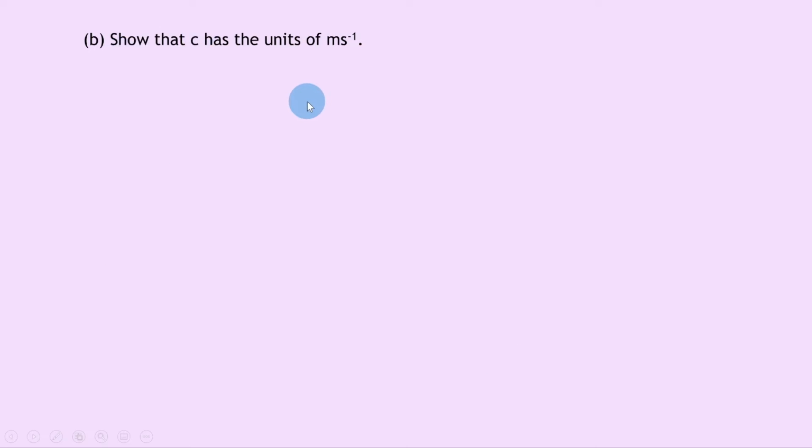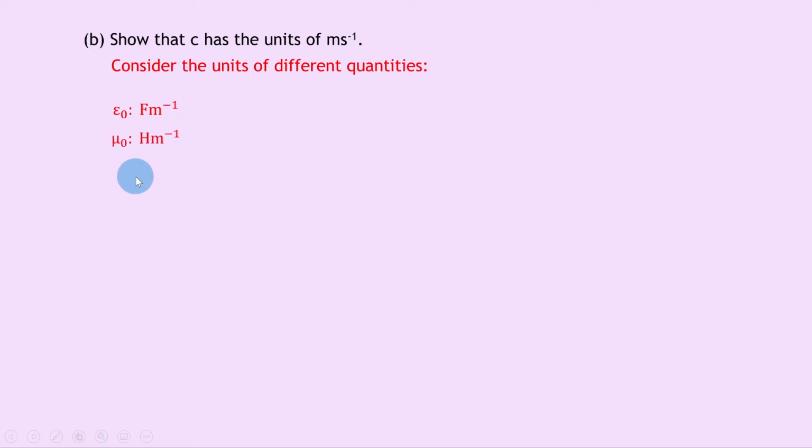So we want to simply show that the speed of light c has the familiar units of meters per second. So in order to do these questions where we try to prove the units of a variable, we need to consider the units of the different quantities that make up that value c. So epsilon naught is in the equation for c, and so is mu naught. So epsilon naught we said has units of farads per meter, whereas mu naught has units of henries per meter. And we can use these two to try and arrive at this expression of meters per second.